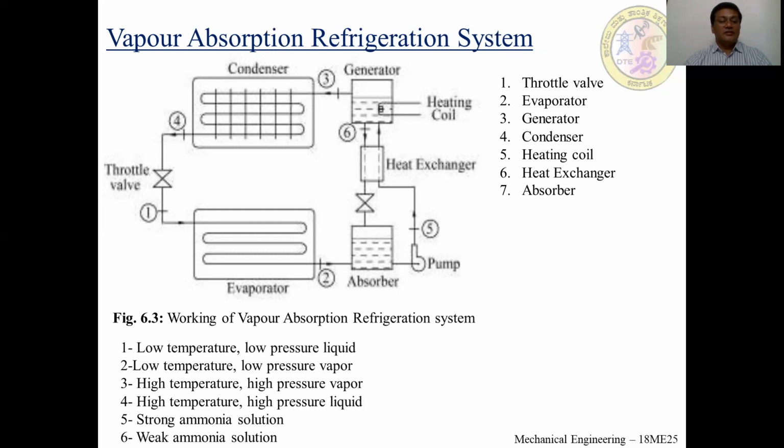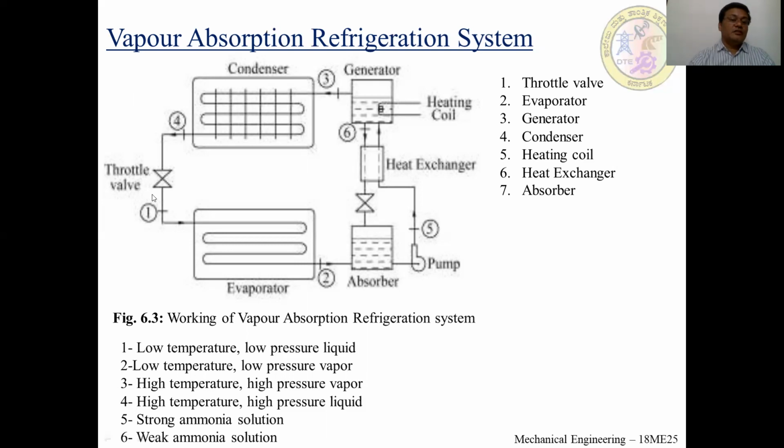Due to that condensation, there is a change in phase, and because of that, at state point 4 we get high temperature, high pressure liquid ammonia. So after the phase change at state point 4, the state of the refrigerant is high temperature, high pressure liquid. Then we send that liquid to the throttle valve.